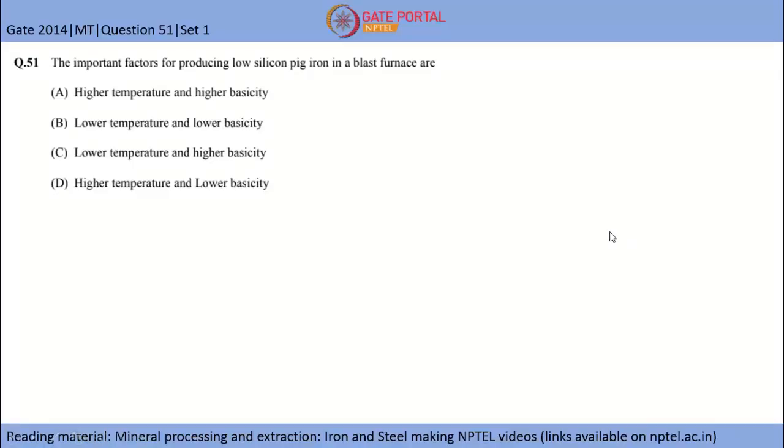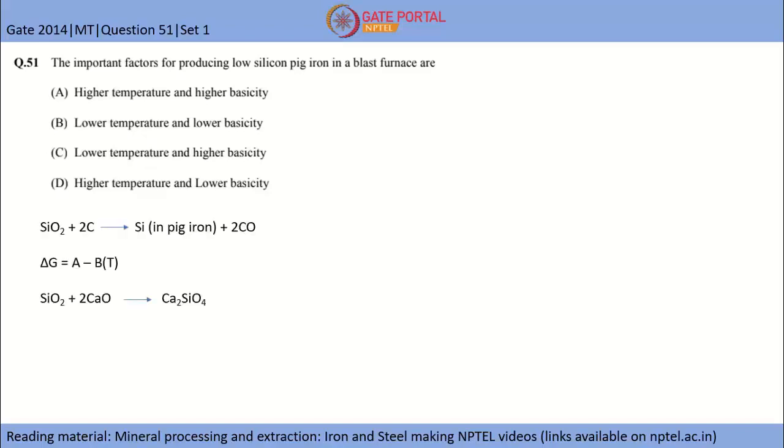This is question number 51, GATE 2014 Metallurgical Engineering question paper. The important factors for producing low silicon pig iron in blast furnace are: option A is higher temperature and higher basicity, option B is lower temperature and lower basicity, option C is lower temperature and higher basicity, option D is higher temperature and lower basicity.